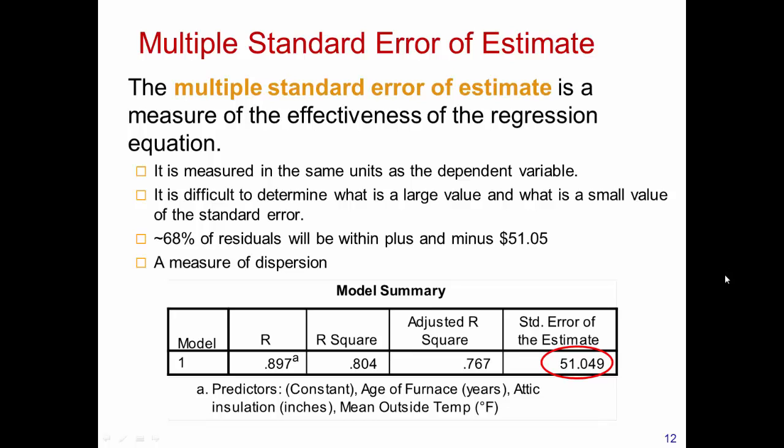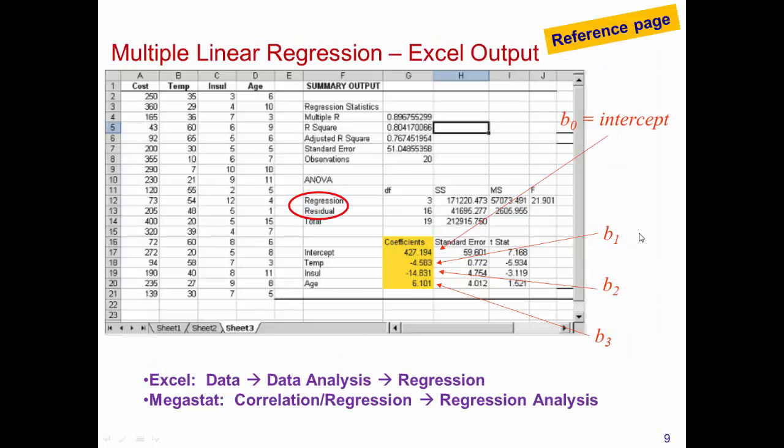Remember that the multiple standard error of the estimate is comparable to the standard deviation. As with other measures of dispersion, a smaller multiple standard error indicates a better or more effective predictive equation. When you do this in Excel, it gives you the multiple standard error of the estimate as standard error. And we can see that in the previous slide right here.